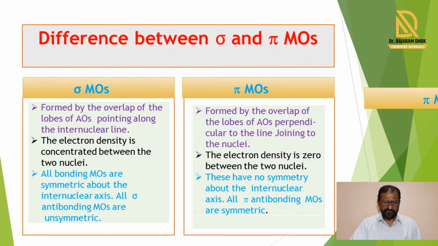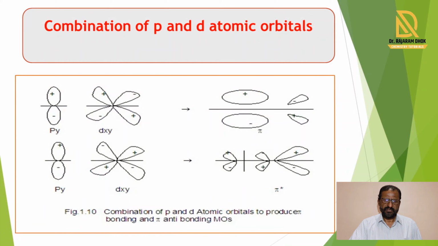In case of the pi molecular orbitals, these molecular orbitals have no symmetry about the internuclear axis. Means all pi antibonding molecular orbitals are symmetric. So this is the difference between sigma and pi molecular orbitals.